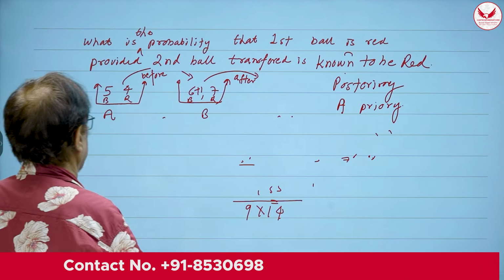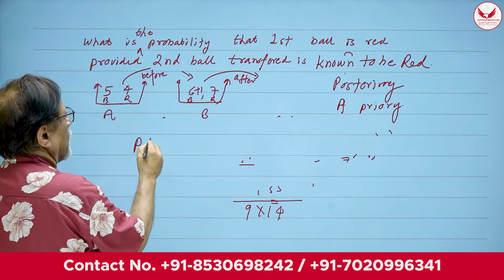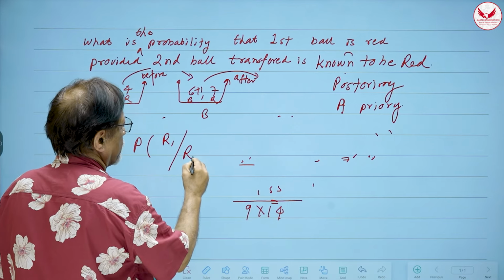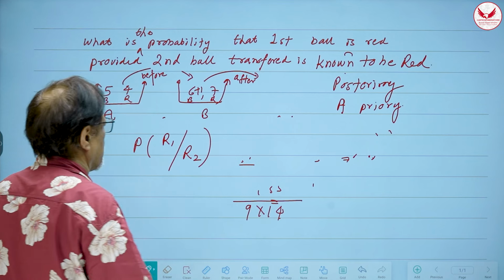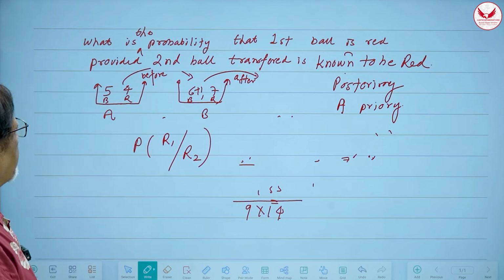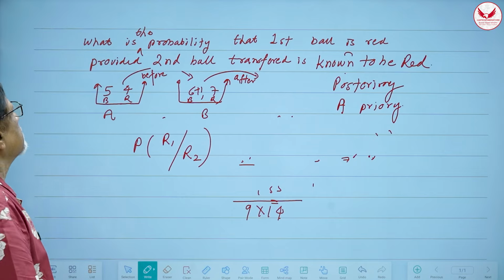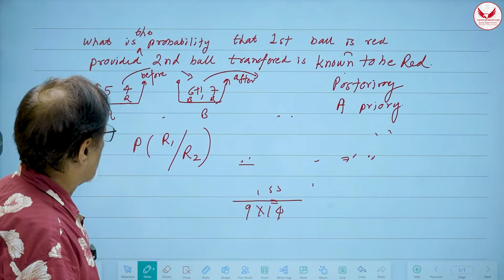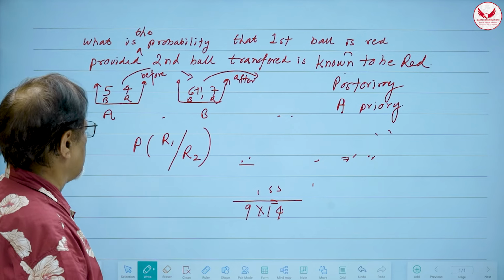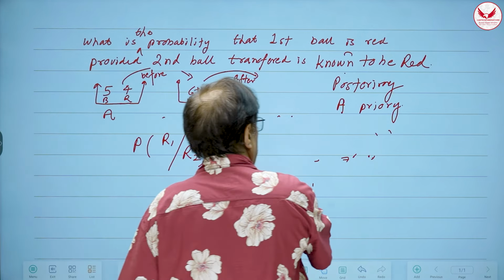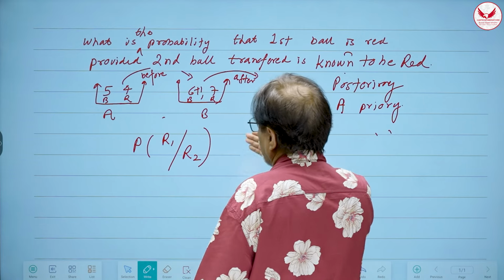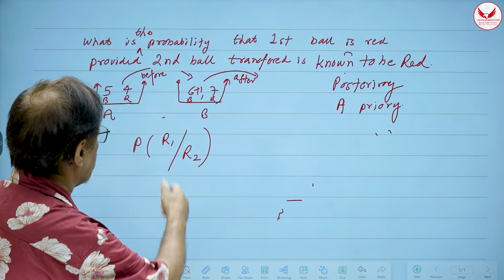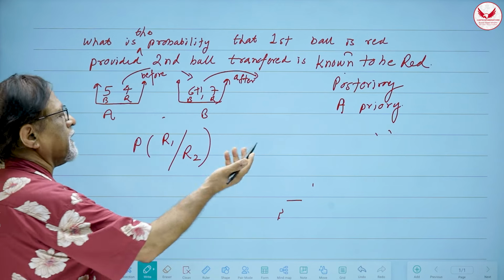In other words, we are interested in finding the probability of R1 by R2. We are interested in finding the probability of R1, right? Provided the second ball taken out is red. We want to find out probability of R1 by R2. Now this is a reverse order. Now this reverse order problem can be converted into proper chronological order by using the definition of conditional probability.